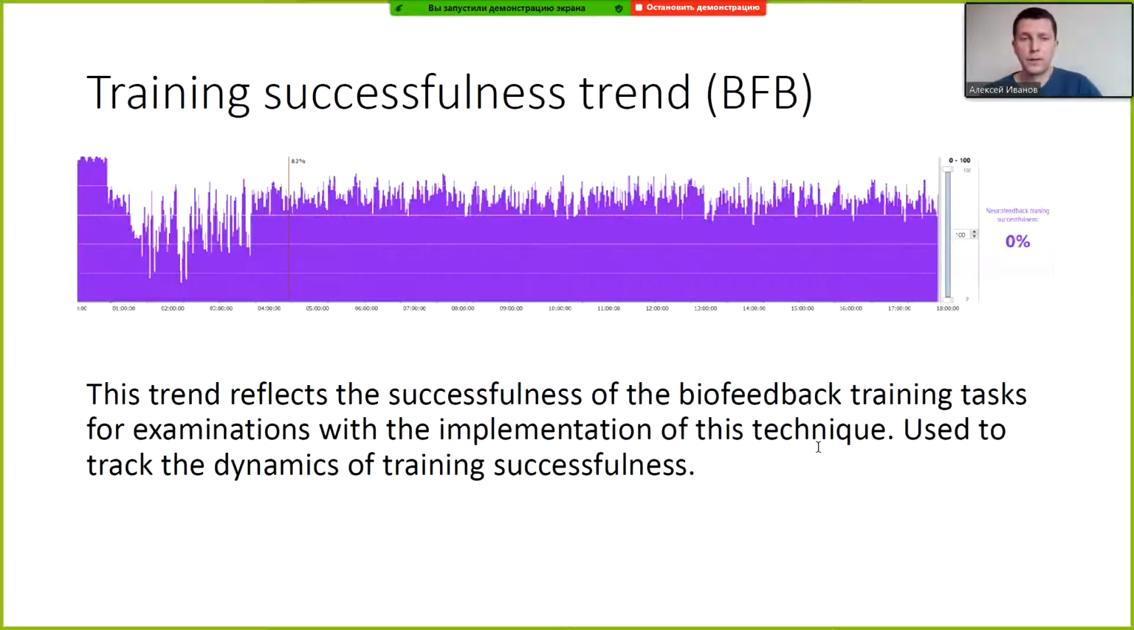Our next trend is used only when biofeedback trainings are recorded. This trend shows the successfulness of the whole biofeedback training over time. In the information panel, we can see the current successfulness of our biofeedback training.